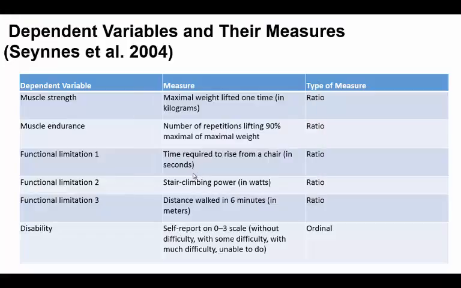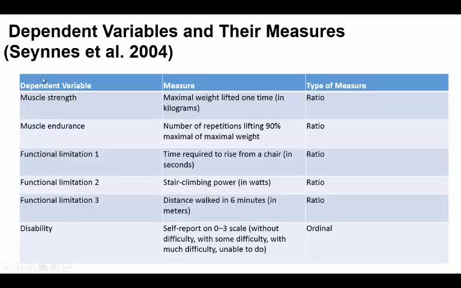Before we get to that, I would like to go over this table, which might summarize some of what we talked about last time. This is from the SINS study that we talked about last time. So it had several dependent variables: muscle strength, muscle endurance, functional limitation 1, 2, and 3, and then disability.